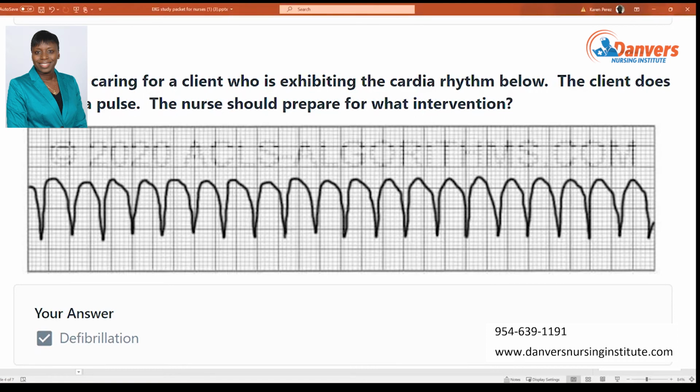Again, with a pulseless VTAC, you will see that they're having an electrical rhythm on the paper or on the screen, but there is no pulse. So they will need to be defibrillated. So what a defibrillation is, this is a technique used in emergency medicine, and it terminates ventricular fibrillation or pulseless V tachycardia. So it uses an electrical shock to reset the electrical state of the heart so that it can beat in rhythm or in sync.